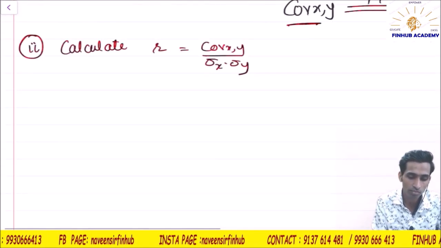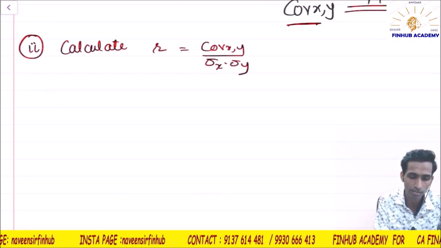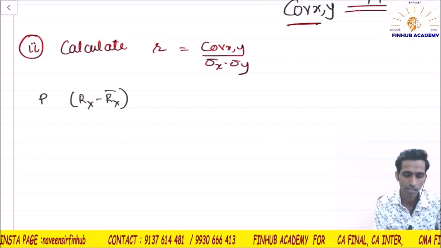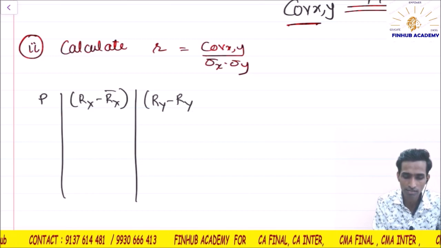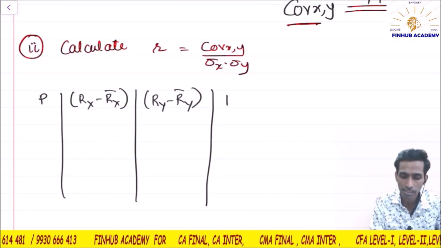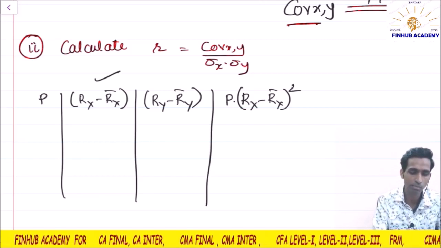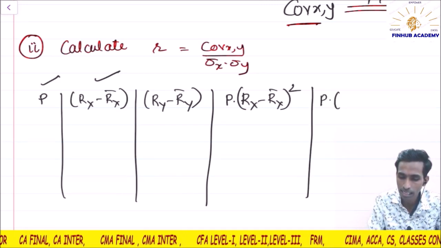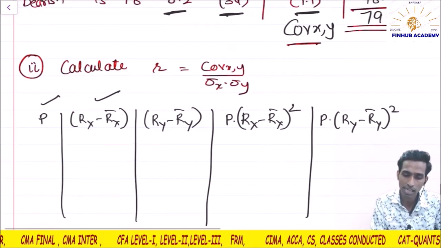So I will directly make a column. Listen carefully. First I will write probability, because I need probability. Then Rx minus Rx bar I have, and Ry minus Ry bar also I have, because I have calculated them. To calculate the standard deviation, what should I do? P multiplied by Rx minus Rx bar the whole square. I should square this and multiply by this. You remember? Same way, and then take the total. P multiplied by Ry minus Ry bar the whole square. Understood?